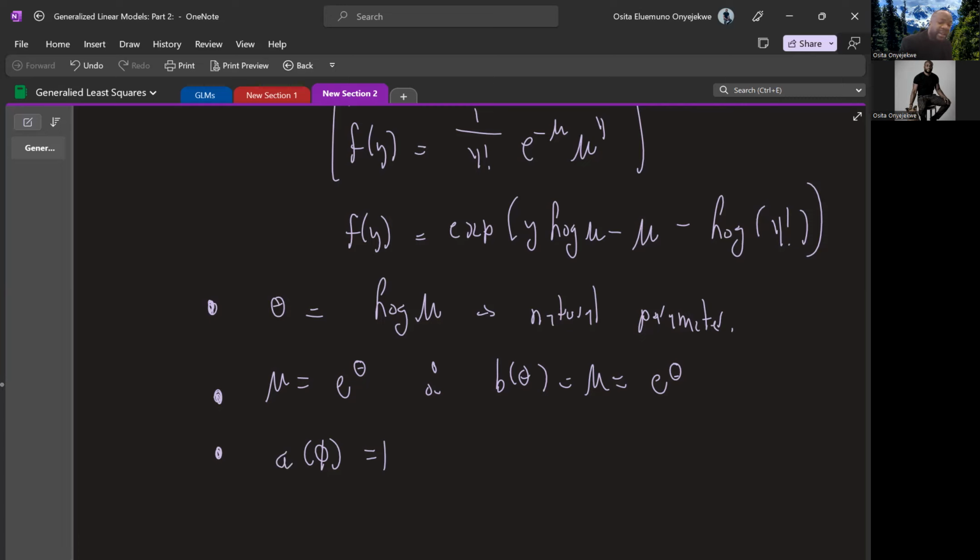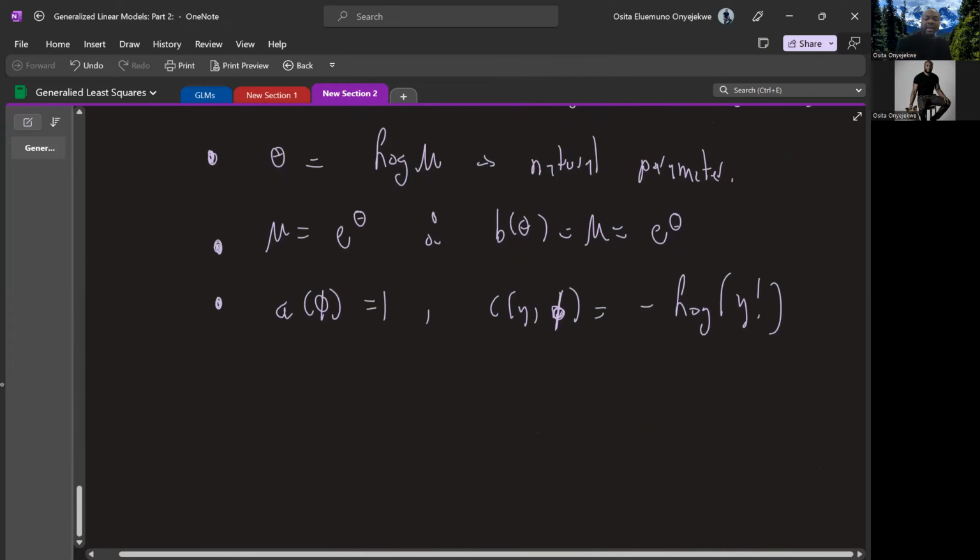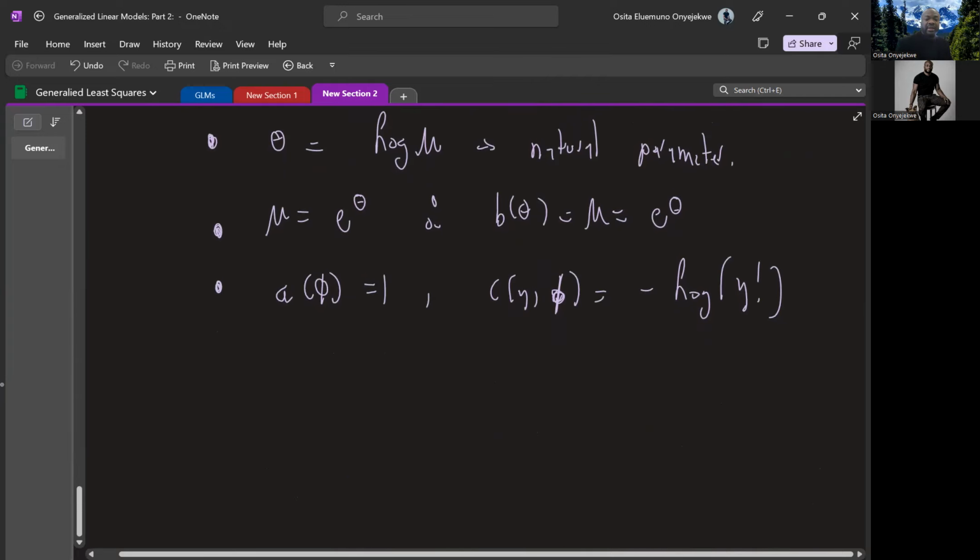We can set a of phi is equal to 1. And then finally, we can set c of y, phi, this is going to equal negative log of y factorial. Perfect. All right. So this takes care of the Poisson. Now let's go and look at the Gaussian.